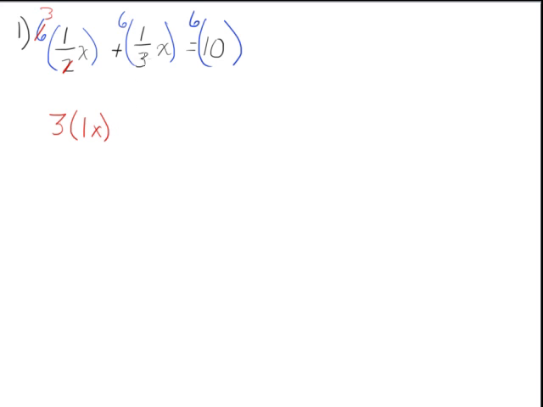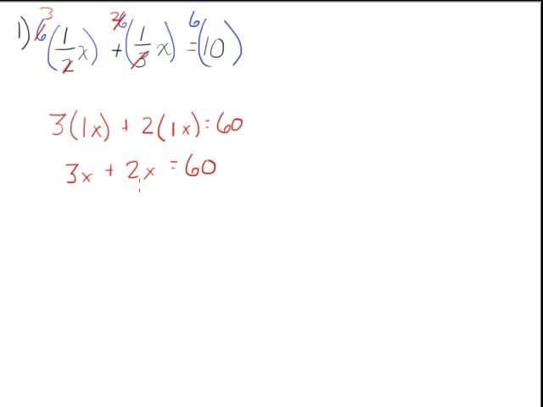Then here, 6 divided by 3, this 3 then cancels out, and I'm going to be left with 2 here, add 2, and then what's left in the brackets, equals 6 times 10. I'm going to have a 60 here. So let's clean this up here. I have 3 times 1x, 3x, add 2 times 1x, 2x equals 60.